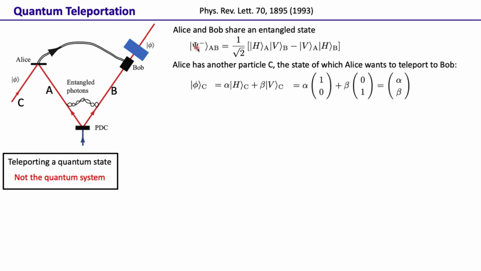And particles A and B, that is Alice and Bob, share an entangled state. So that's a two particle state. We know which particular state they are sharing, but the state of particle C we don't know. Of course, alpha squared plus beta squared is equal to 1.